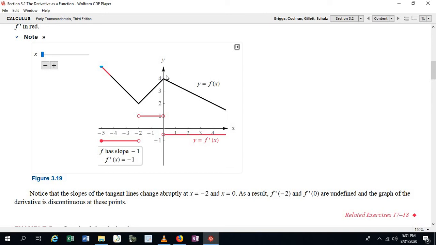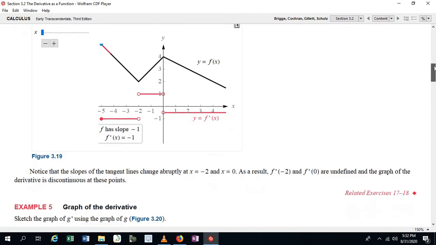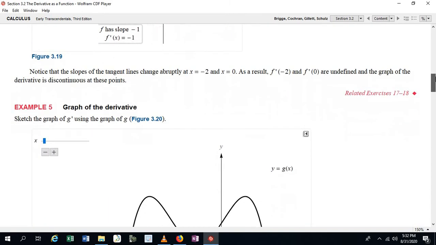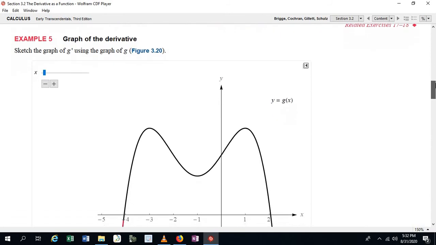And so they're not approaching the same number. The secant lines on this side are approaching 1, and the secant lines on this side are approaching -1/2. And therefore, the slope of the tangent line at this point doesn't exist. Okay, so f prime evaluated at 0 does not exist. And so that's why we have an open circle at those two x values. Okay, so that's how we graph the derivative of a function.